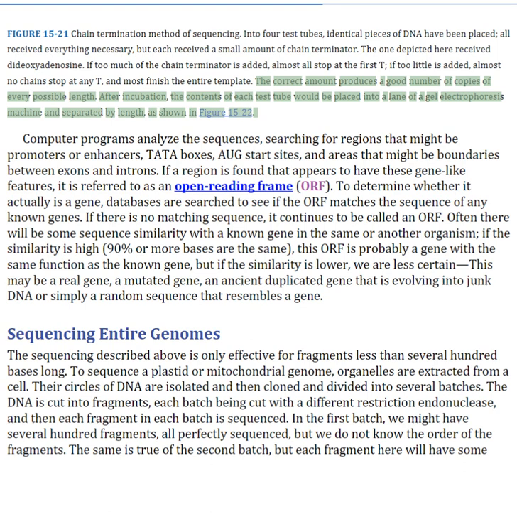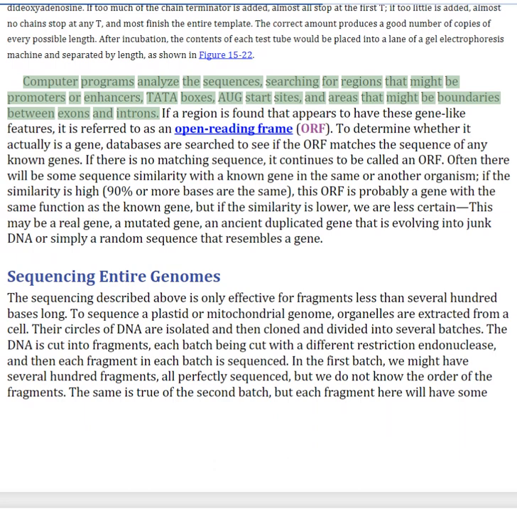After incubation, the contents of each test tube would be placed into a lane of a gel electrophoresis machine and separated by length, as shown in Figure 15:22. Computer programs analyze the sequences, searching for regions that might be promoters or enhancers, TATA boxes, AUG start sites, and areas that might be boundaries between exons and introns.